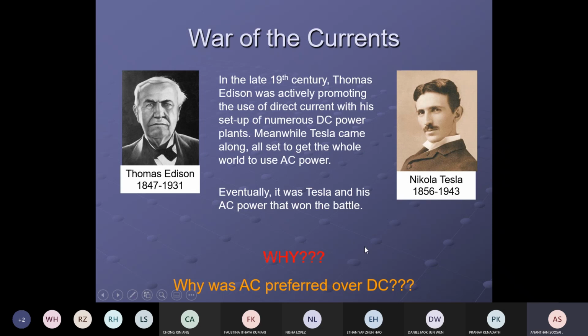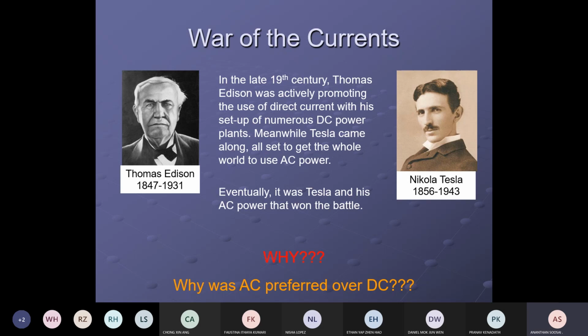So who's the winner finally? Eventually, Tesla's AC power won the battle. Until now, look at your houses. What type of current is transmitted by TNB to you? Alternating current, right? AC. Why is AC better than DC?